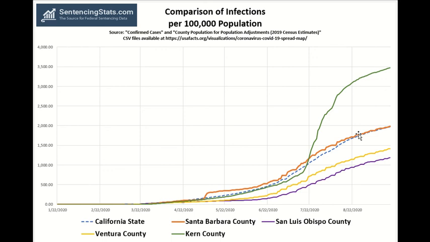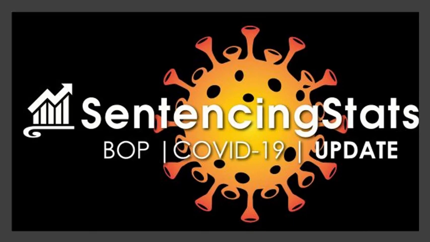So at any rate, this is just a brief overview of what sentencing stats can provide to assist you and your client, both in sentencing, appeals, and compassionate release in the age of the coronavirus.